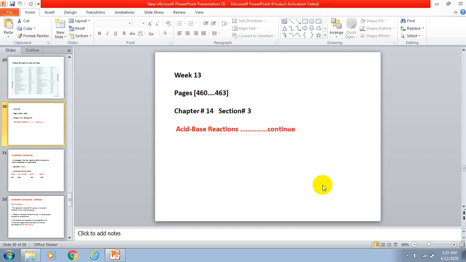We have week 13 in chemistry. In chemistry, we are going to cover in week 13 the pages ranging from 460 to 463. Chapter 14, section 3, it is continued. We will continue. We discussed different acid-base theories, different sorts of reactions and all those things regarding acid-bases. So it is continued.